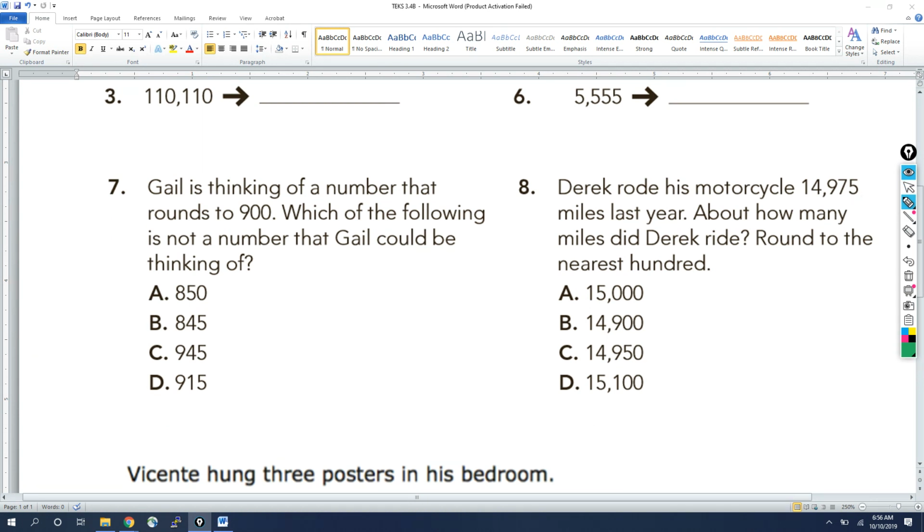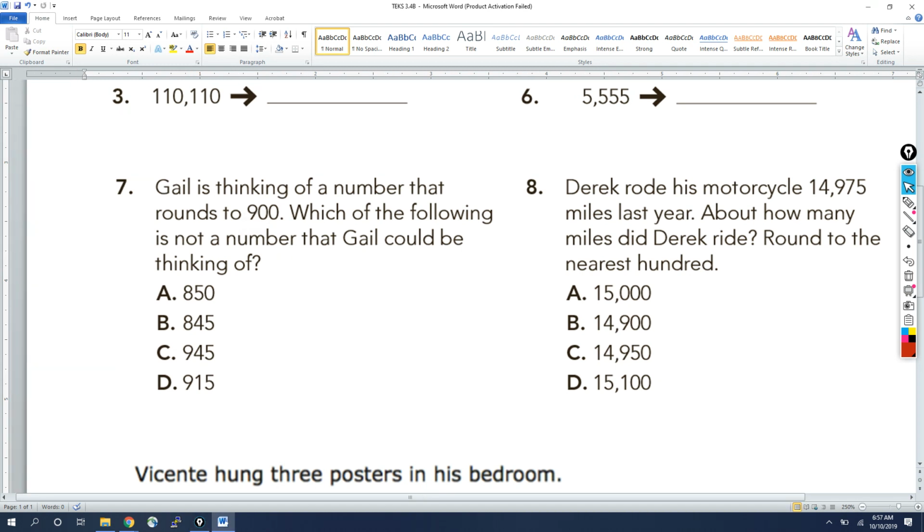Okay, Gail is thinking of a number that rounds to 900. Which of the following is not a number Gail could be thinking of? Alright, so in this case, we are going to show our work straight on the number. We're going to work on A. So round it to the nearest 100.